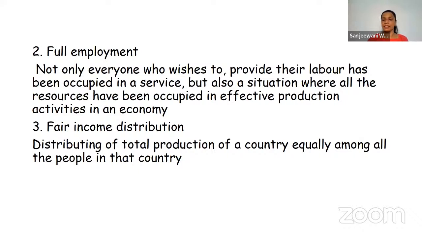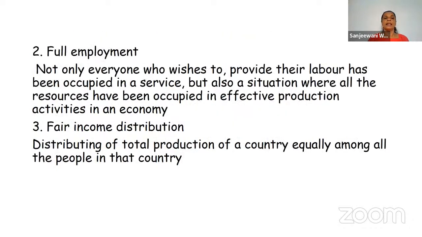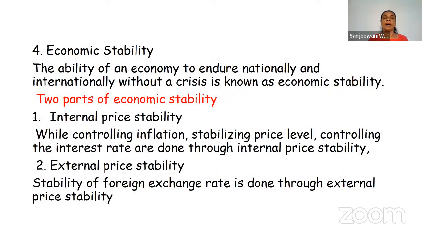So once again, we will see economic growth and development, then full employment, third one, fair income distribution. Now, the fourth one, economic stability. So what is this economic stability? It can be done nationally and internationally. If you have an economy nationally and internationally without a crisis, that is economic stability.